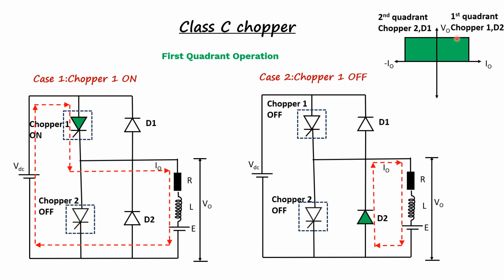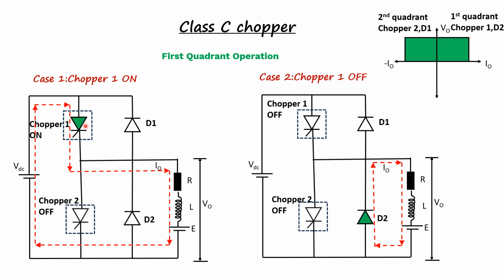In the first quadrant, the output voltage and current should be positive, whereas to get the second quadrant of operation, the output voltage should be positive and the output current should be negative. Now let us see the working of class C choppers separately for each quadrant of operation. In the first quadrant of operation, there are two cases we have. In case 1, the chopper 1 is on, and in case 2, chopper 1 is off.